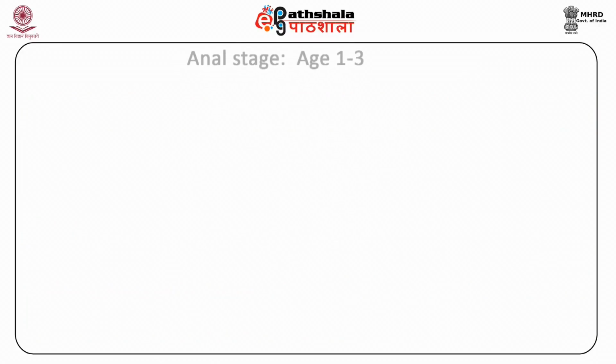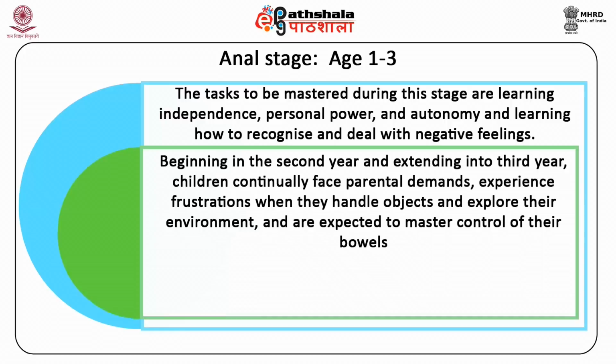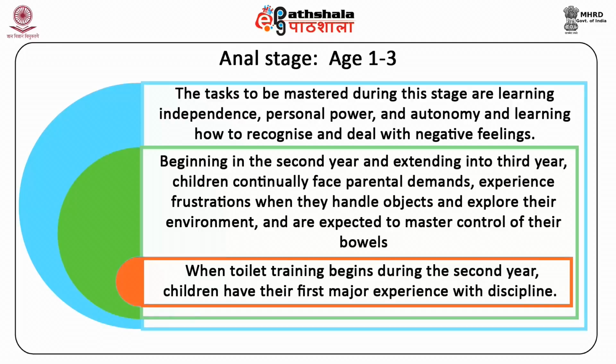Ages 1 to 3. The anal stage marks another step in development. The tasks to be mastered during this stage are learning independence, personal power, and autonomy, and learning how to recognize and deal with negative feelings. Beginning in the second year and extending into the third, children continually face parental demands, experience frustrations when they handle objects and explore their environment, and are expected to master control of their bowels. When toilet training begins during the second year, children have their first major experience with discipline.